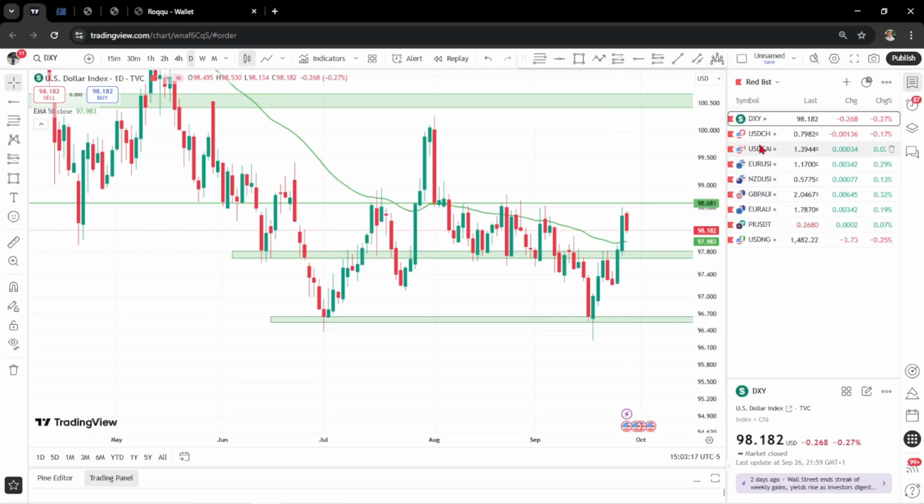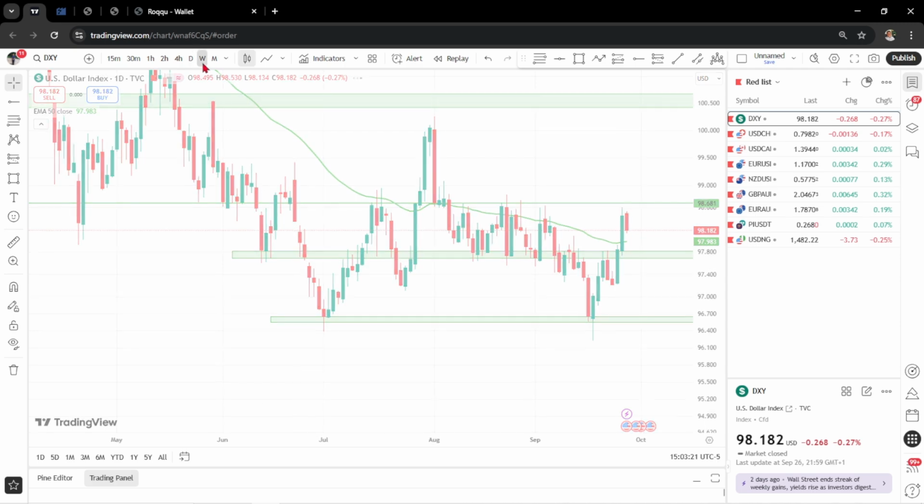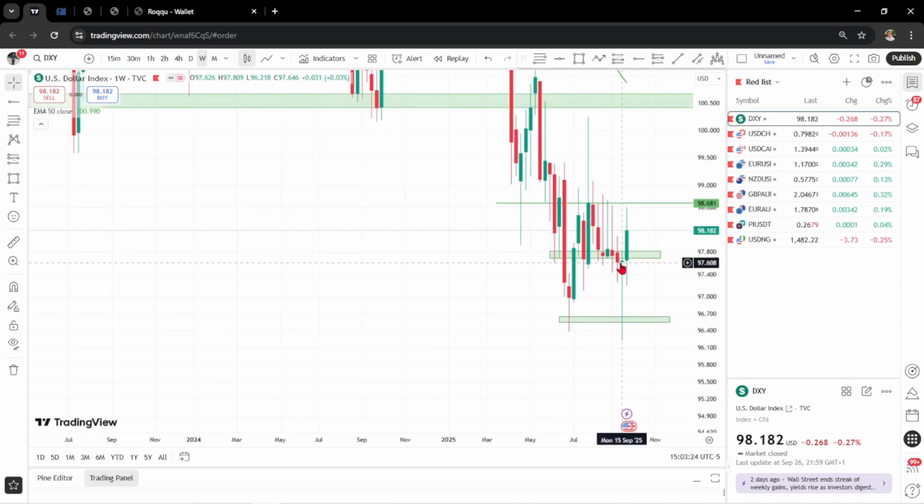So now you guys can see this market has come to respect this weekly candlestick, and this week has now closed. You see this bullish engulfing candle that this week closed with.